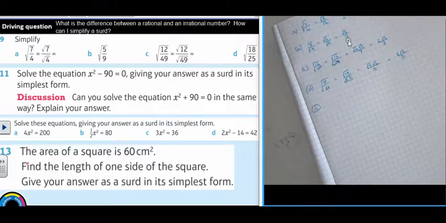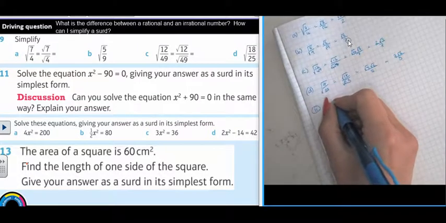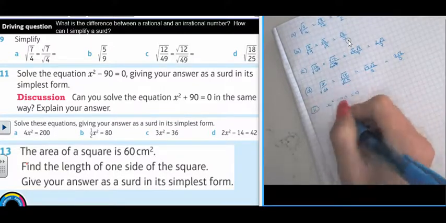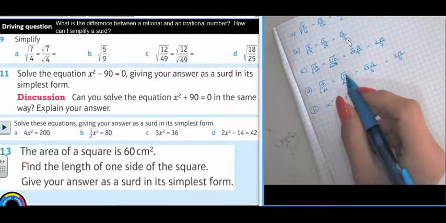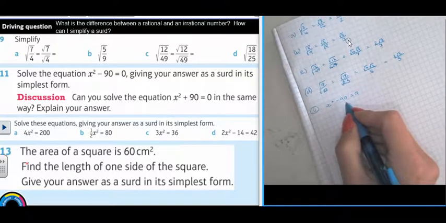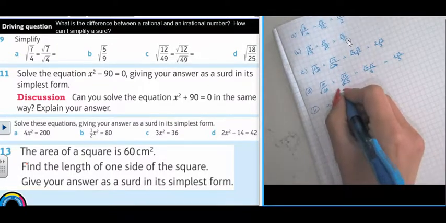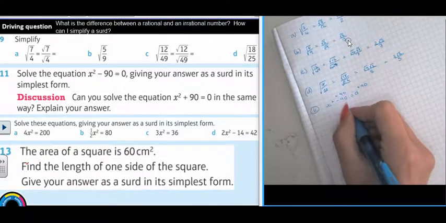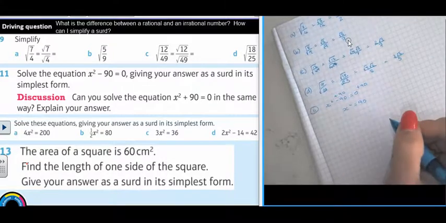Question 11. Solve the equation x squared minus 90 equals 0. Give me your answer as a surd in its simplest form. So x squared minus 90 equals 0. In order to solve this, I'm going to use inverse operations. I've got minus 90, so I'm going to add 90 to both sides of the equation, and I'll get x squared equals 90.